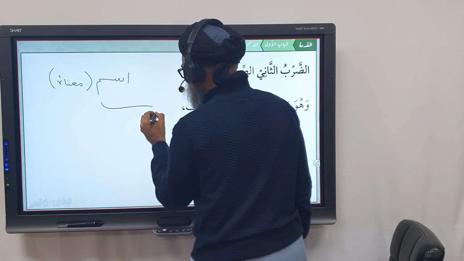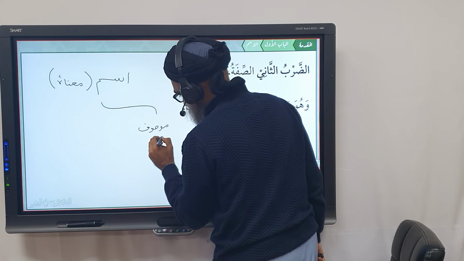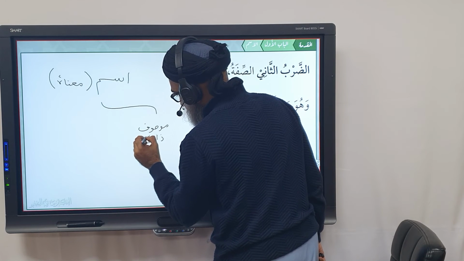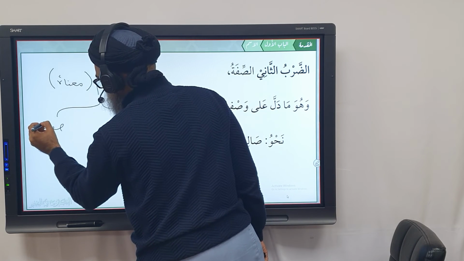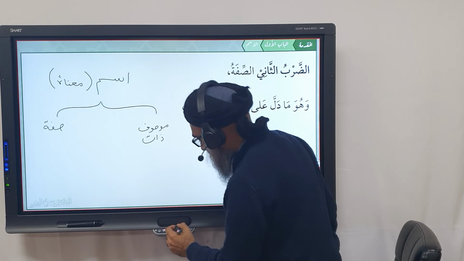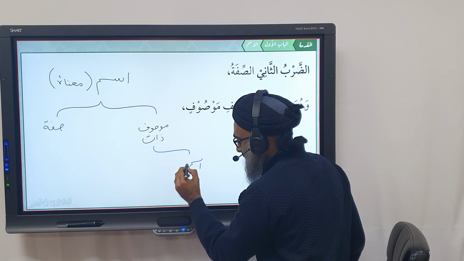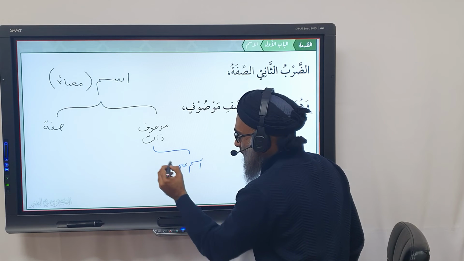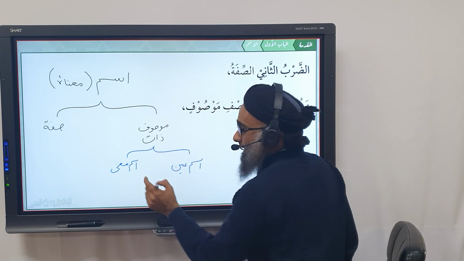So you can either denote a mawsuf. What's ism mawsuf also called? A dhat. And the opposite of mawsuf is a sifa. Correct? Good. And the mawsuf can either be an ismu ayn or ismu ma'na.